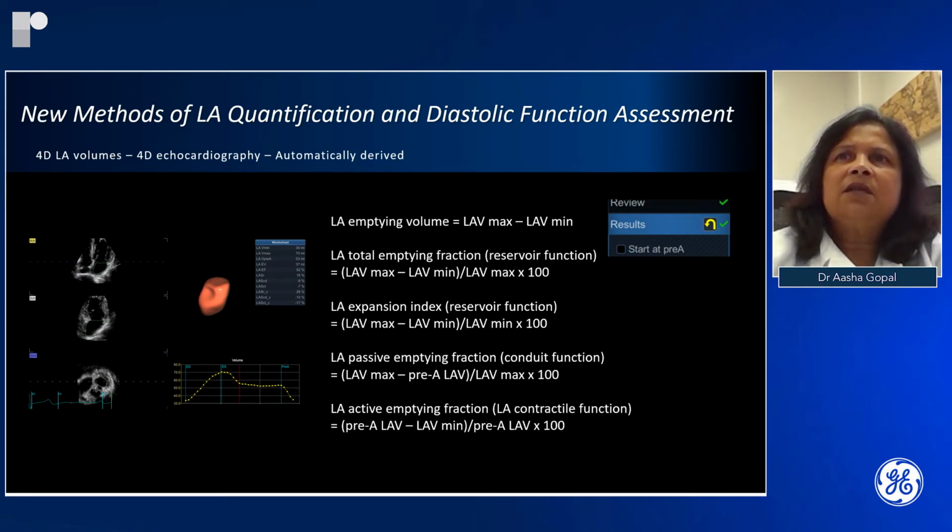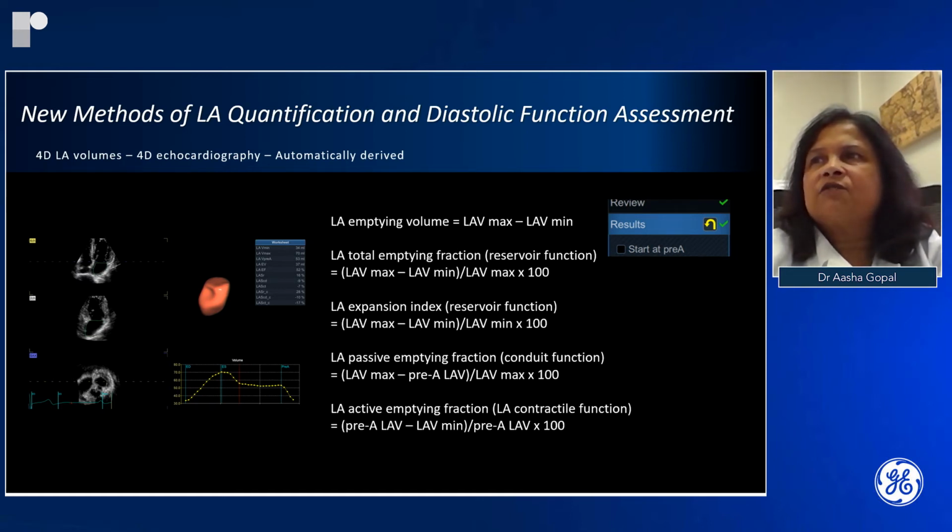Now, lastly, the left atrial contractile function can be measured by taking the difference between the pre-atrial volume and the minimum volume and expressing it as a percentage of the pre-atrial volume. So that is the last function of the left atrium.